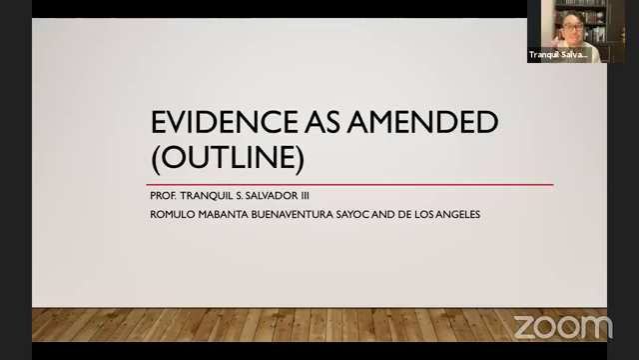And please, before I start, there is an outline. For those of you who received an advance copy of the outline, that is how I intend to discuss the amendments in evidence. You will see that it will be flipped as I move on. I don't know if students already have a copy at this time. So please be guided by my outline.